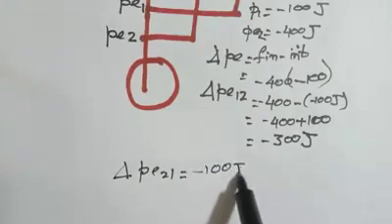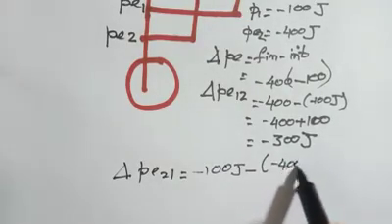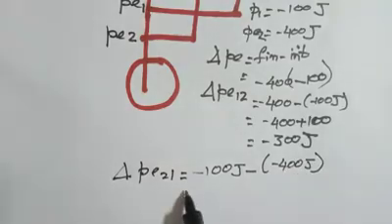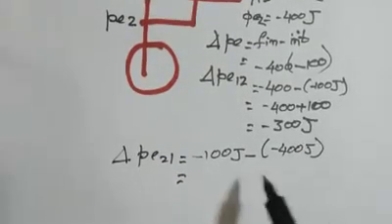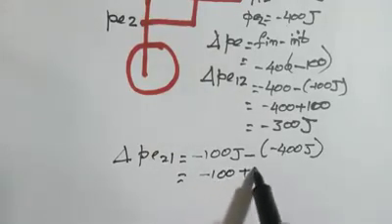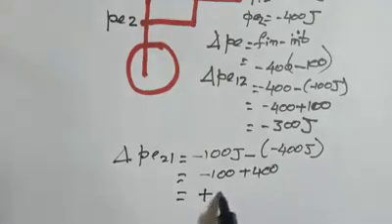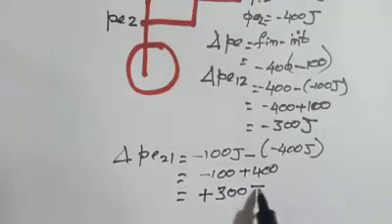So let us put in the values we have got. Minus 100 joules minus the initial, where I am, which is minus 400 joules. So what would it result to? It would result to minus 100 plus 400, and the end result would come to plus 300 joules.